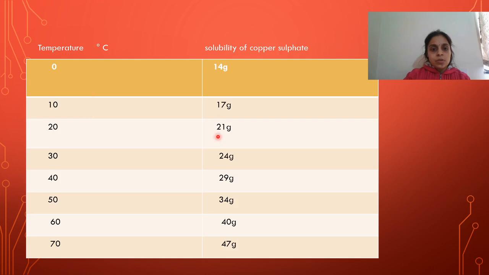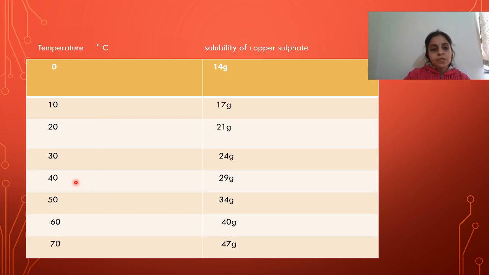You can see the tabular column here. One column contains the temperature, the other column contains the solubility of copper sulfate. At 0 degrees, you can see 14 grams of copper sulfate can dissolve. So what will we take for solubility? It's for 100 grams of water, right? And at 10 degrees, it is 17 grams. 20 degrees, it is 21 grams. 30 degrees, it is 24 grams. 40 degrees, it is 29 grams. 50 degrees, it is 34 grams. 60 degrees, it is 40 grams.